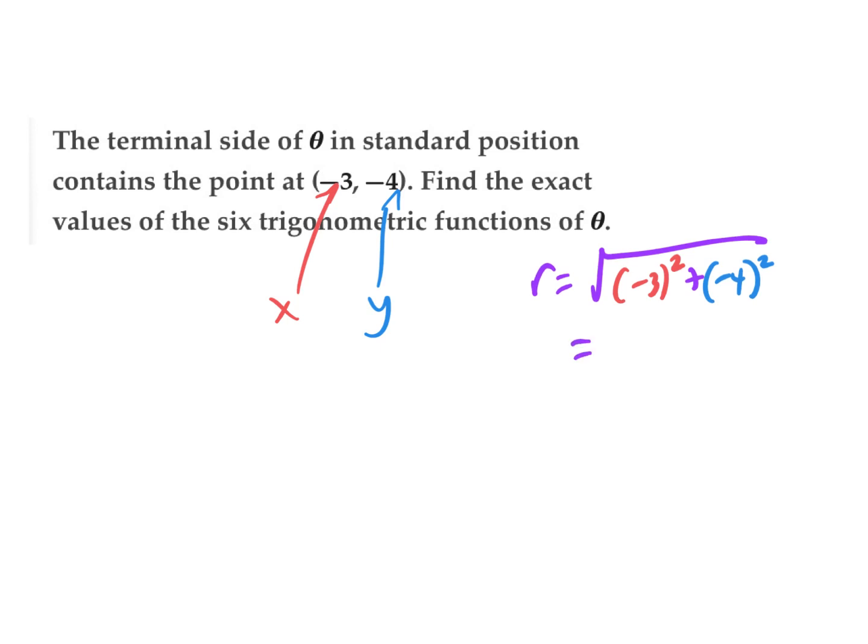All right. -3 squared is what? -4 squared is what? Add them together, what do you get? Square root of 25 is 5. The radius will always be positive. Okay, the radius will always be positive because we're taking the square root of a number.